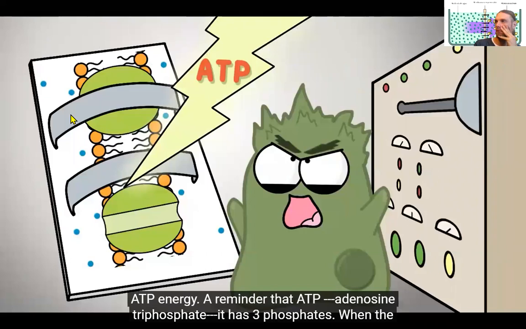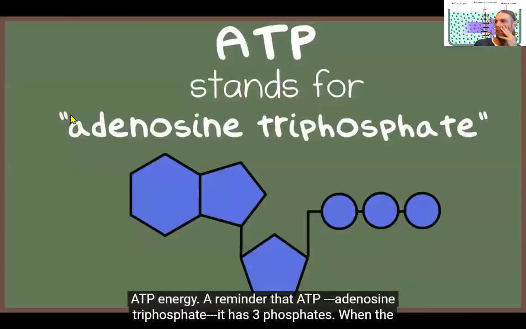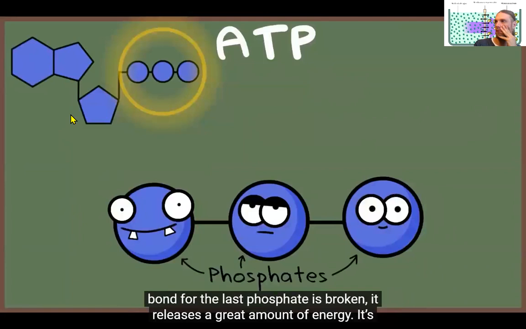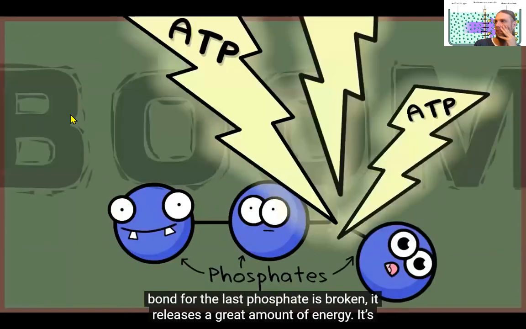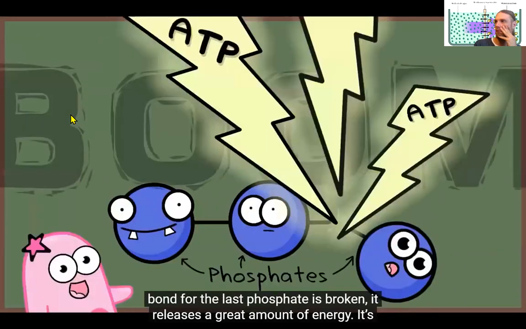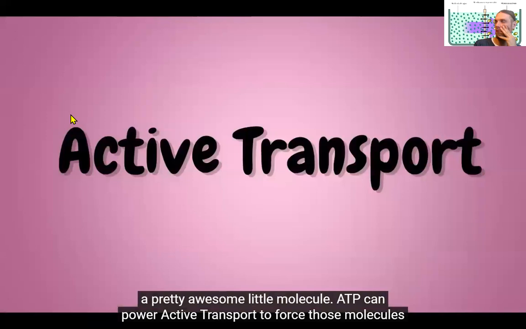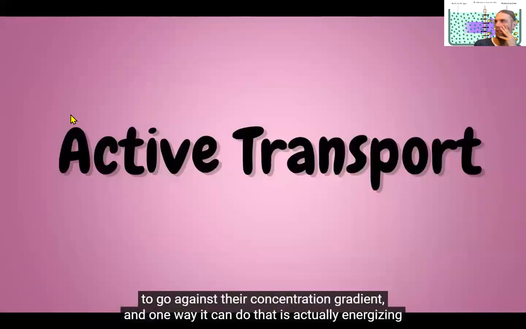Typically, it's going to require ATP energy. A reminder that ATP, adenosine triphosphate, has 3 phosphates, and when the bond for the last phosphate is broken, it releases a great amount of energy. Yeah, so ATP is a pretty awesome little molecule. ATP can power active transport to force molecules to go against their concentration gradient.